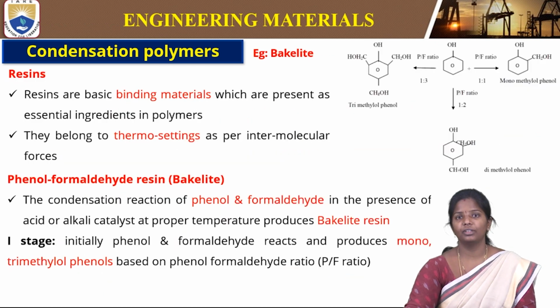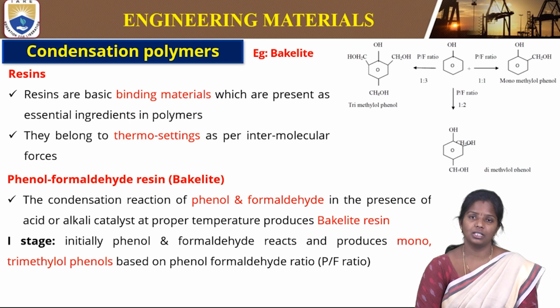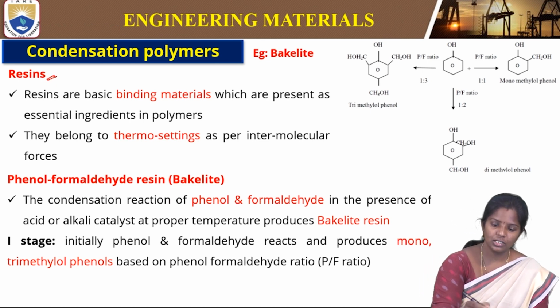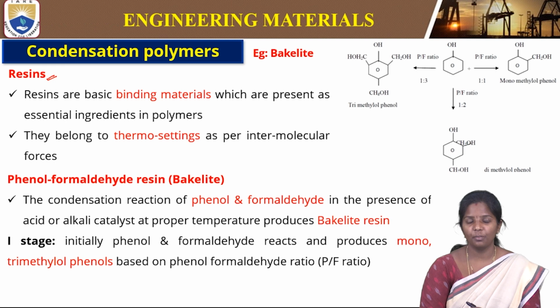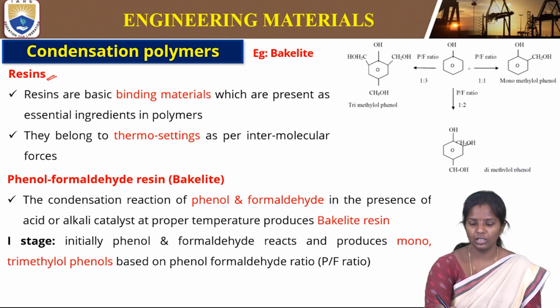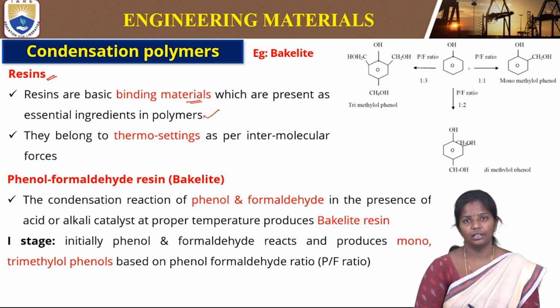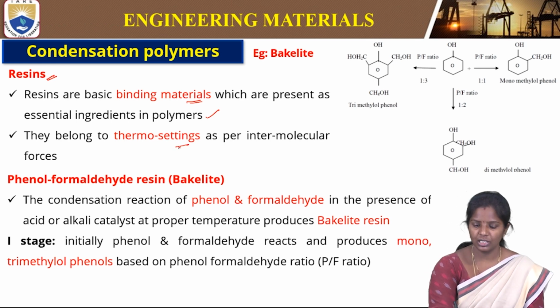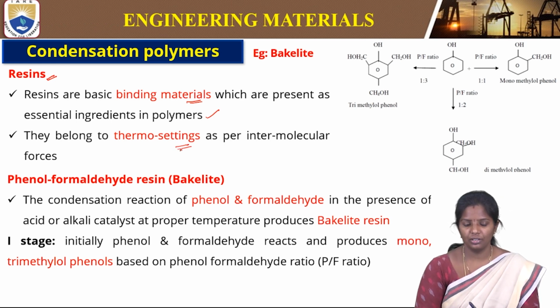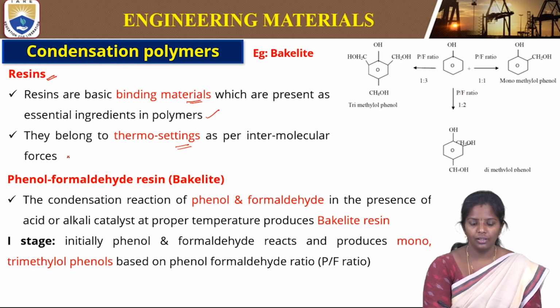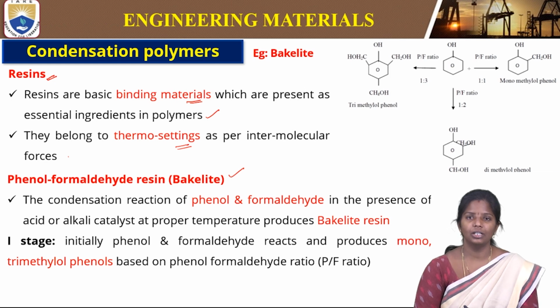Then the third one formed from the condensation polymerization is the resins. So resins are very important because they form the basic binding materials for different applications. These are binding materials present as essential ingredients in the polymers. They belong to thermosettings as per the classification due to their intermolecular forces. Then the example is the bakelite that we have already seen in the previous session. Bakelite is used for many applications. So we will see in detail how the bakelite is formed.